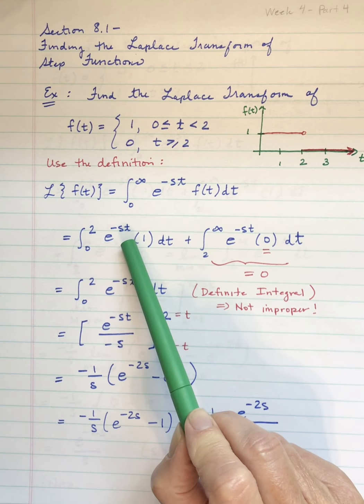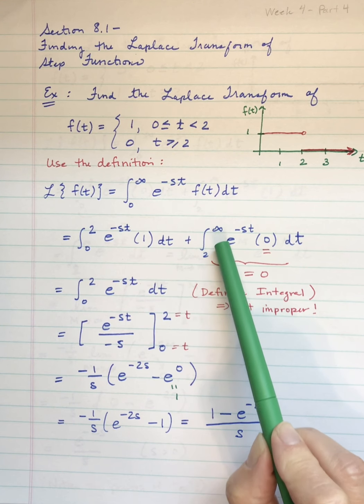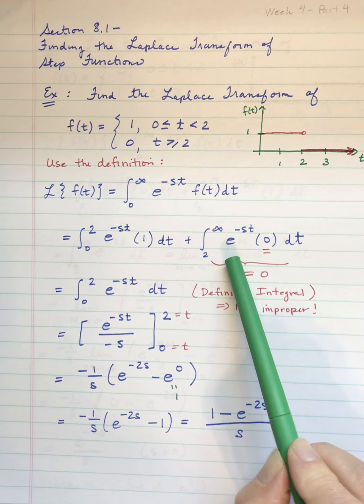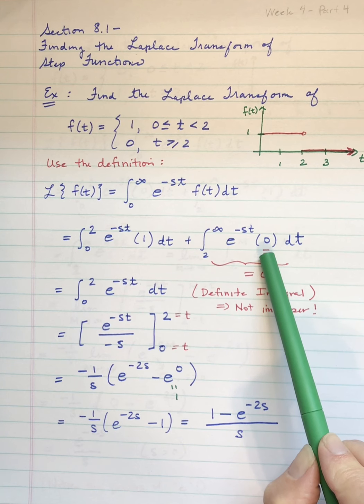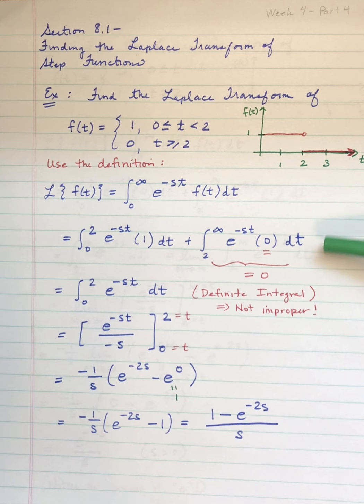So we leave the e to the minus st times 1 here, plus the integral from 2 to infinity of e to the minus st times 0. The value of the function is 0 from 2 to infinity. So what happens to this entire integral here? It's just 0 because you're multiplying by 0. Think of it as area under the curve. If the function's value is 0, there is no area under the curve. So this one is just 0.